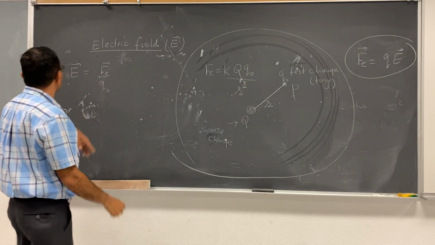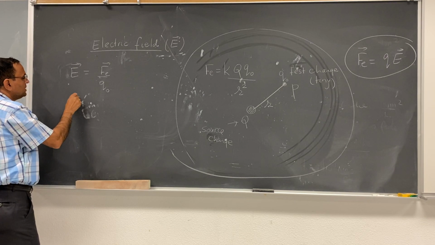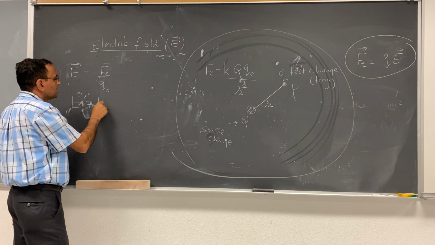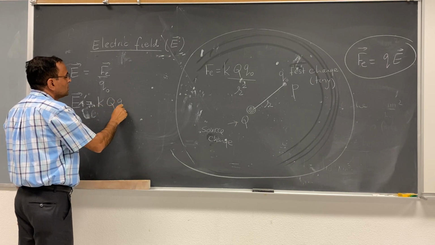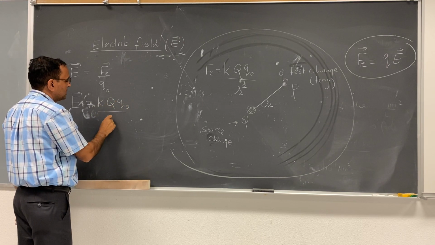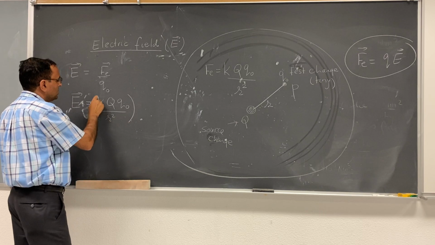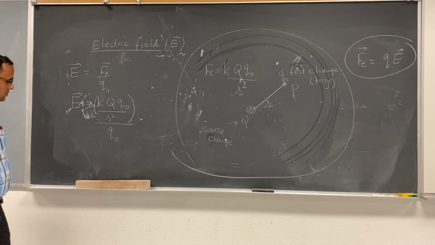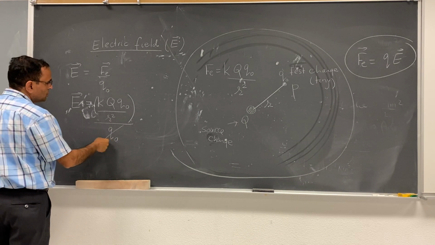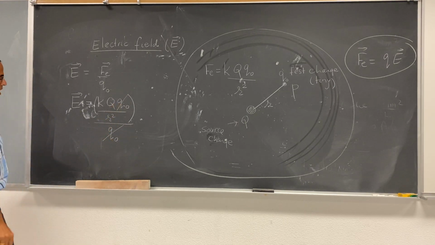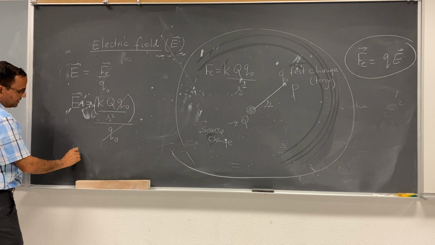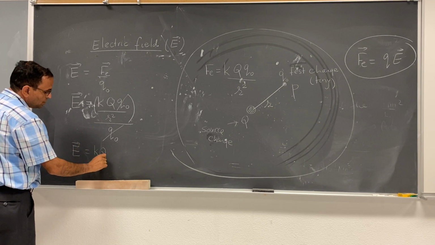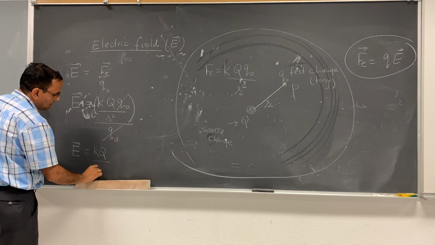So plug this in, then your electric field E is equal to K Q Q0 divided by R squared. This is your F_E. Divide this by Q0, right? So what happens? This Q0 and this Q0 cancel out. Therefore, the electric field E is equal to K Q divided by R squared.